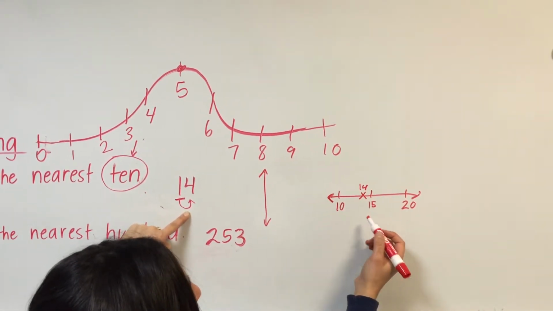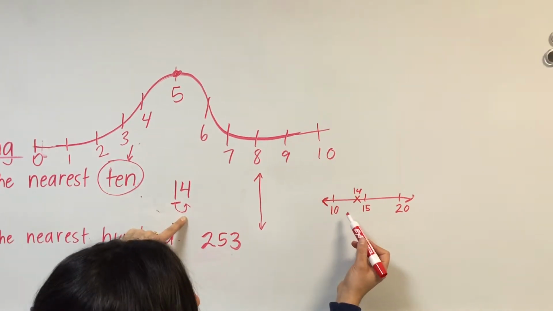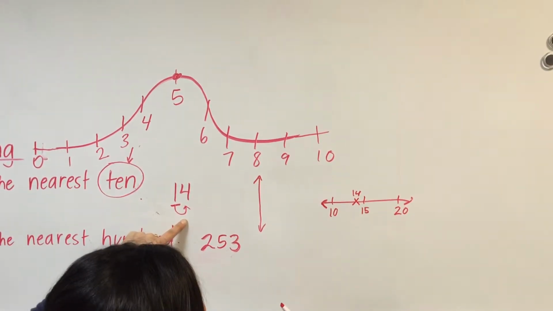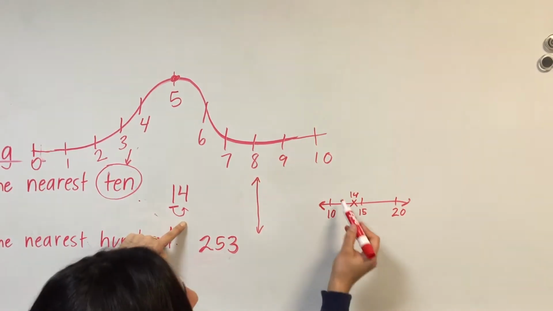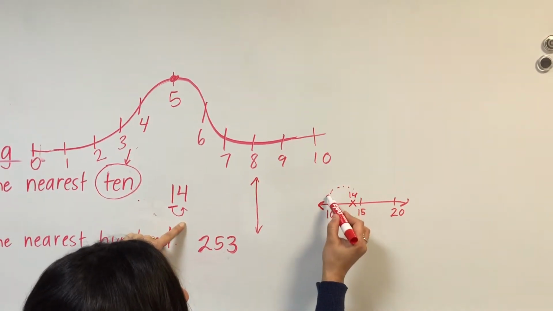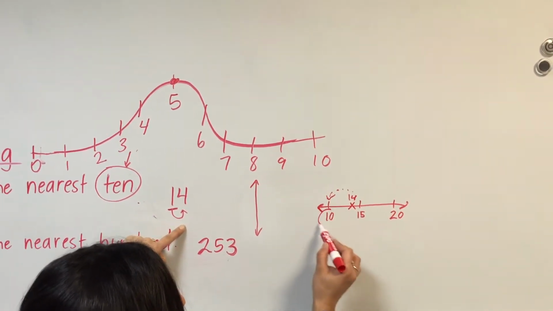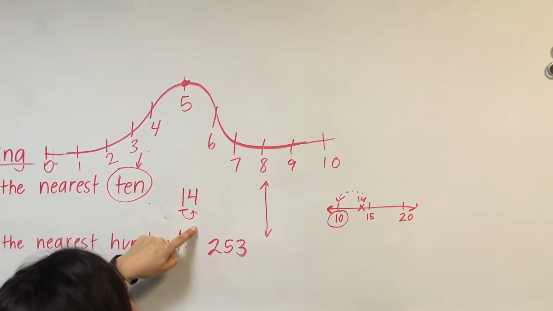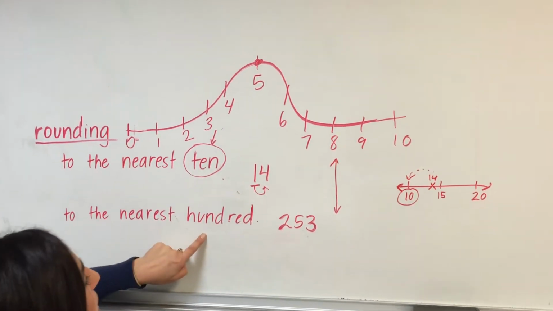Then I'll ask scholars, well, which 10 is the number 14 closer to? Is it closer to the 10 or the 20? Easily we can see from our number line that it's closer to 10. 10 is our answer. For the next example, we're rounding to the nearest 100.